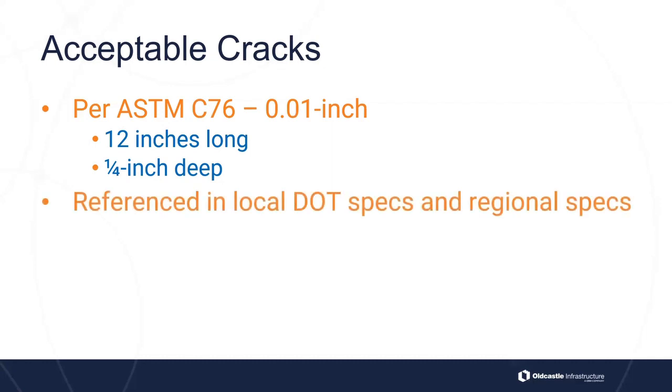Okay. Now, this ASTM C76 is referenced in a lot of local DOT specs and regional specs. The ones that we deal with in Utah would be UDOT and the Idaho Transportation Department. And our regional specs that we deal with are, there's one that a lot of municipalities use called the Utah APWA spec. And in Idaho, we see a lot of them using the ISPWC, or the Idaho Standards for Public Works Construction.